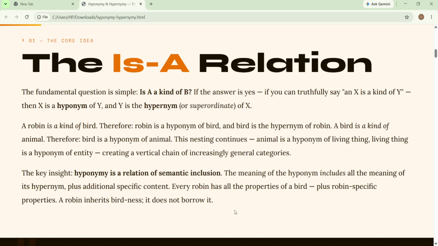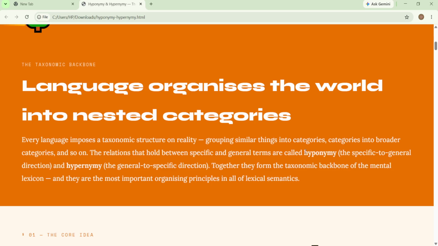The key insight is that hyponymy is a relation of semantic inclusion. The meaning of the hyponym includes all the meaning of its hypernym, plus additional specific content. Every robin has the properties of the bird, plus robin-specific properties. The robin inherits birdness, it does not borrow it. So hyponymy, which is specific to general, is an upward movement, like an umbrella: first the most general term, then coming down. Whereas hypernym, general to specific, is a downward movement.